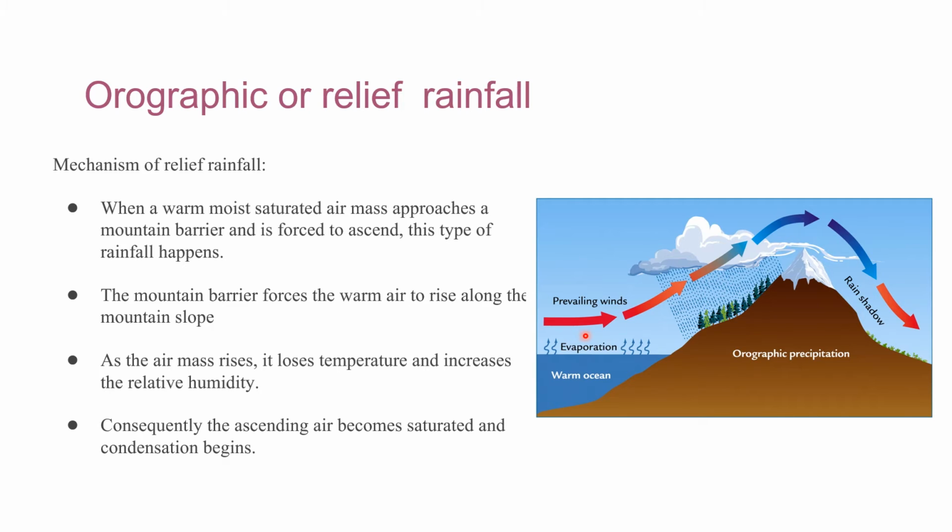Either if the mountain is small, the winds can cross and form rain on the other side. This side is called the windward side, and the opposite side is called the leeward side or the rain shadow area. So if the mountain is low, it can cross and come to this side and cause rain on the leeward side also.